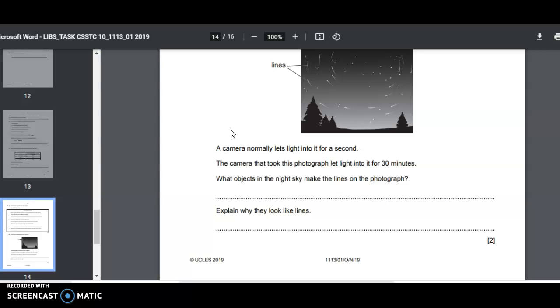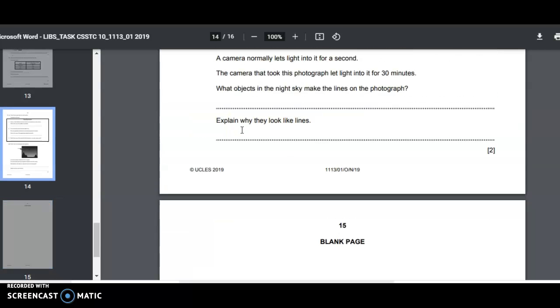The next part of it, a camera normally lets light into it for a second. The camera took this photograph that let light into it for 30 seconds. What objects in the sky are making the lines in the photograph? That would be stars. Explain why they look like lines. Because the Earth is moving or rotating, and the stars are staying where they are, and we are rotating, so it makes them look like they are moving. But we are moving. And that is the answer for that.